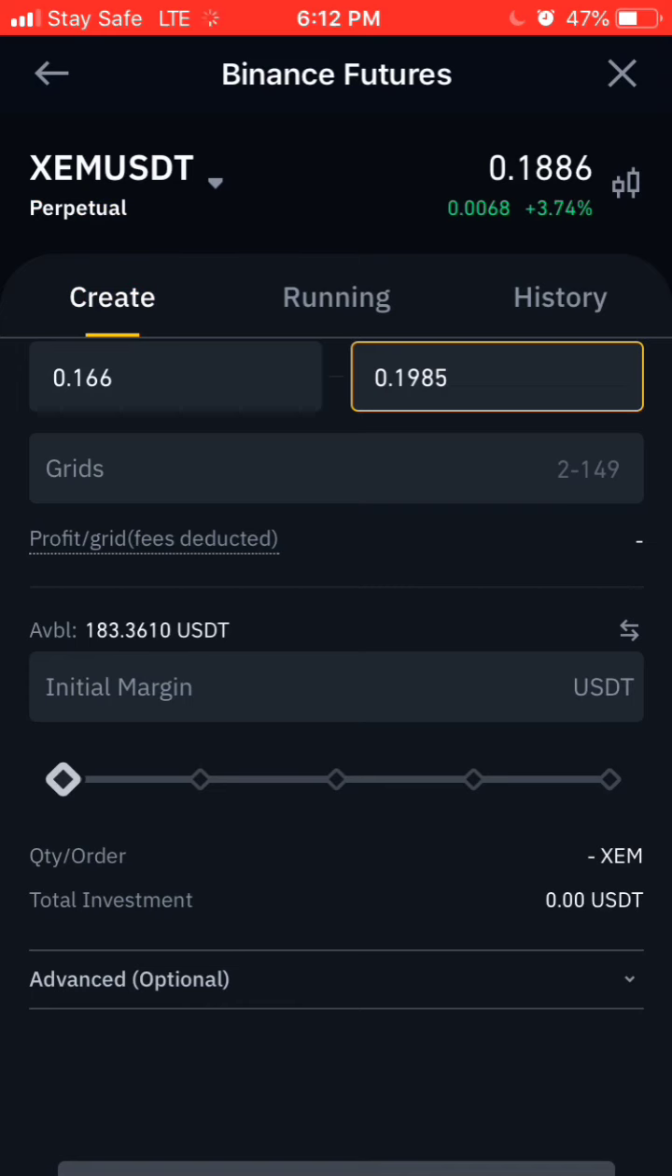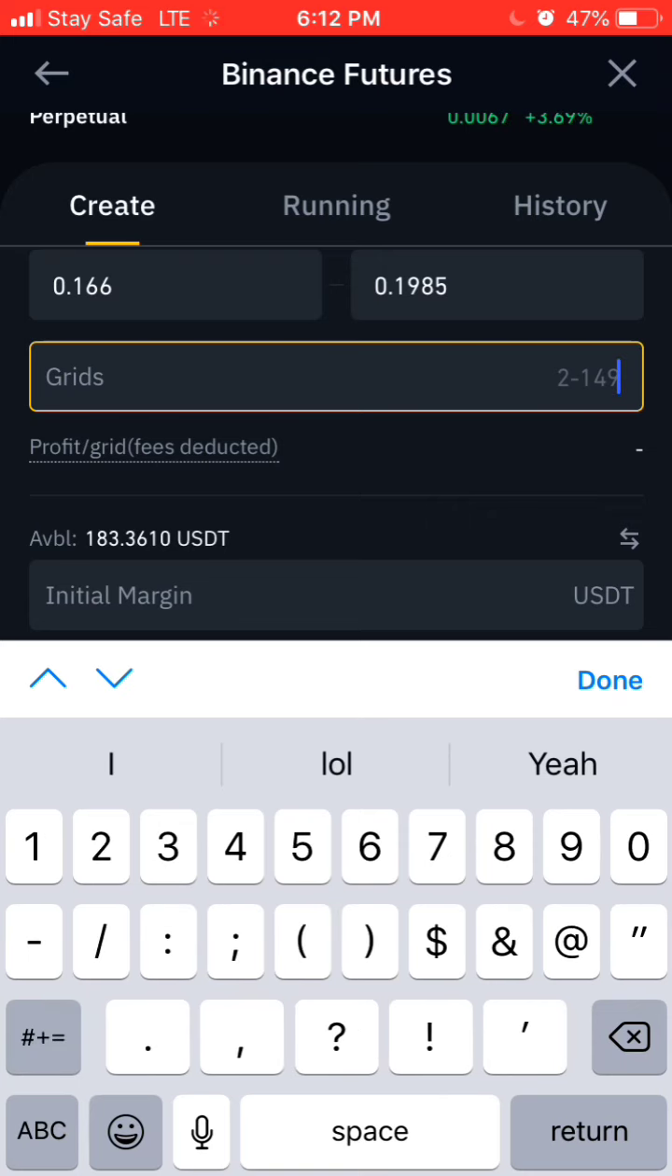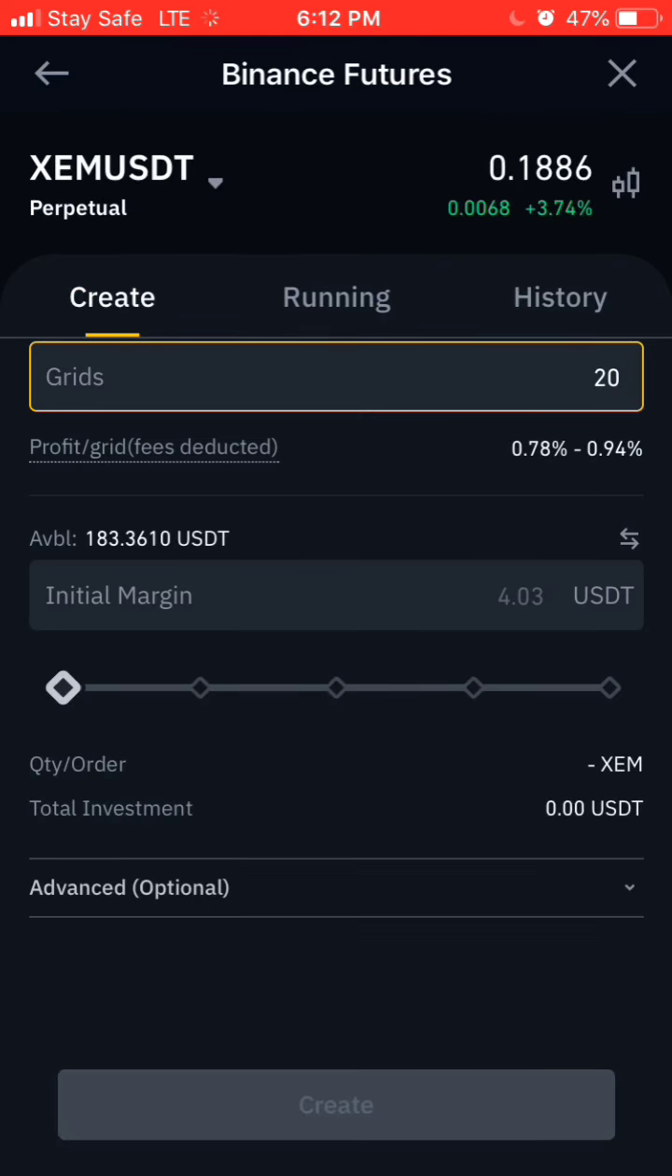Next is the number of grids you'd like to have within the trading range. Note that the higher the number of grids, the greater the funds you'd need to deploy the bot. I typically go between 10 to 20 grids when my trading range is narrow and I have limited funds to work with. Next is allocating the amount of funds you'd like to use.